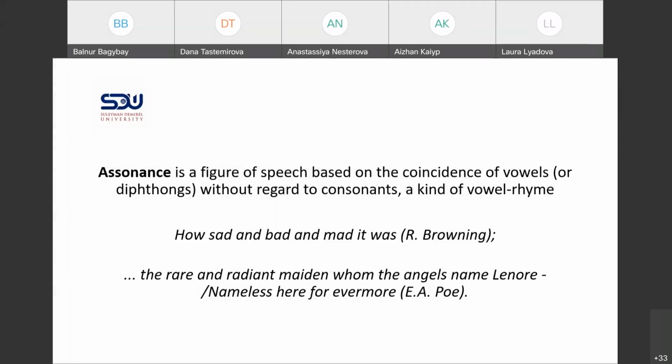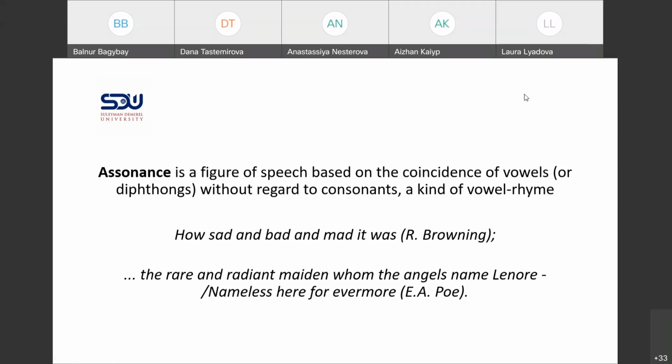Okay, what about assonance? Assonance is, let's say, the antonym to consonance. Assonance is the figure of speech that is based on the coincidence of vowels. So assonance is mainly about vowels. In assonance, we are not looking at the consonants at all. I would say that assonance is a kind of vowel rhyme. And it's not only about vowels, it's also about diphthongs. Okay, let's have a look at the examples that you see.